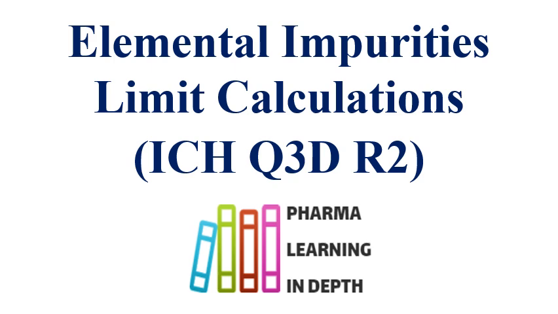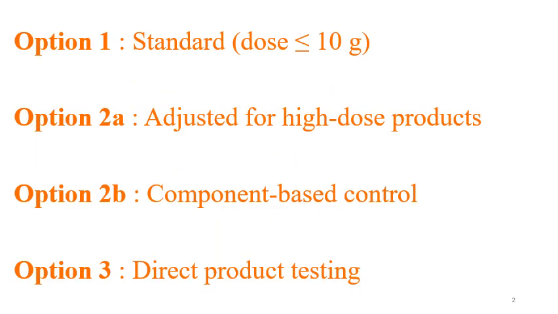There are different types of elemental impurities, and in this video we are going to learn regarding the specification and the limit calculation. There are mainly four options for the elemental impurity calculation and the limits: Option 1, Option 2A, Option 2B and Option 3.